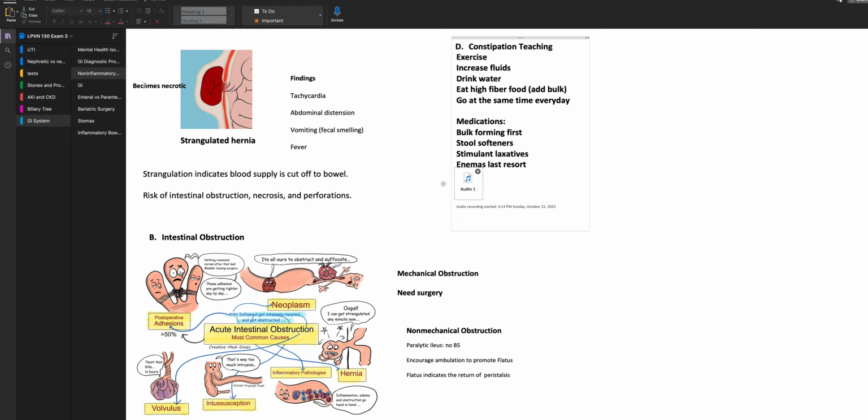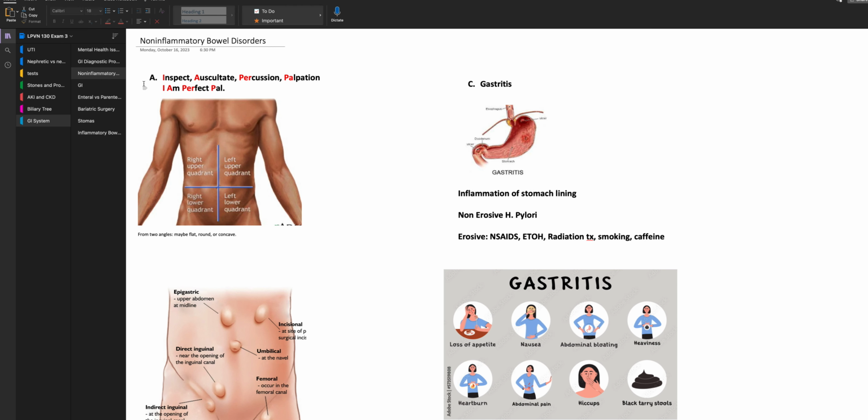All right, for non-inflammatory GI disorders, first I'm going to go over the proper sequence that you need to know for abdominal assessment. First you want to inspect, then auscultate, then percuss, then palpate, even though we don't really percuss, okay? But that's the proper order. I remember it as "I am perfect pal." The reason you auscultate before you touch the abdomen is that you don't want to inadvertently make the bowel start moving around, because you're going to get false bowel sounds, okay?